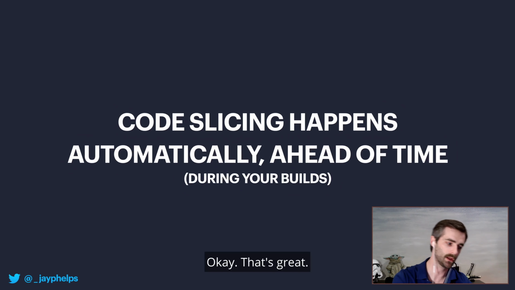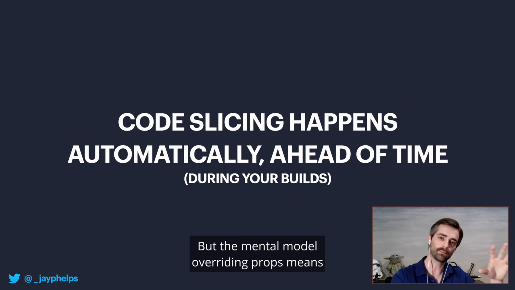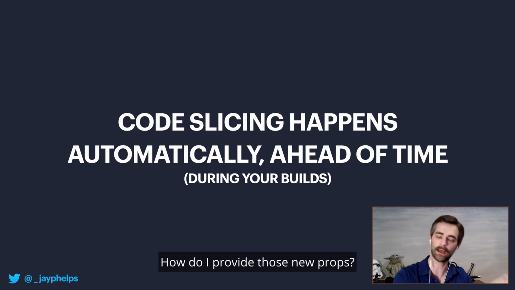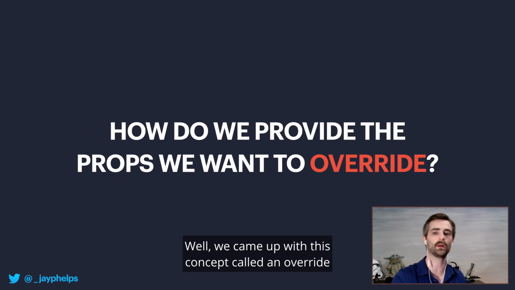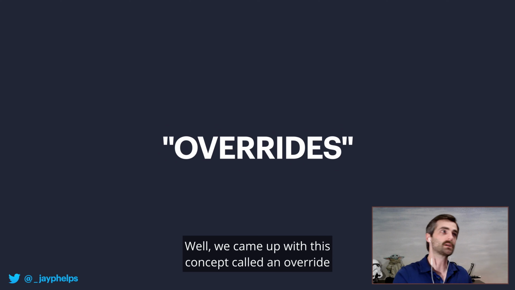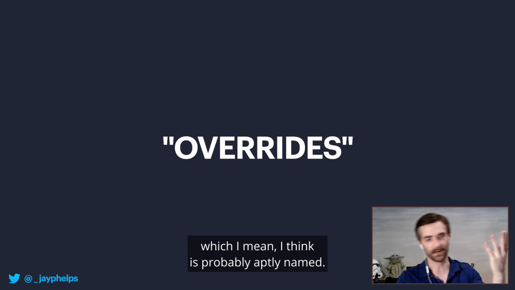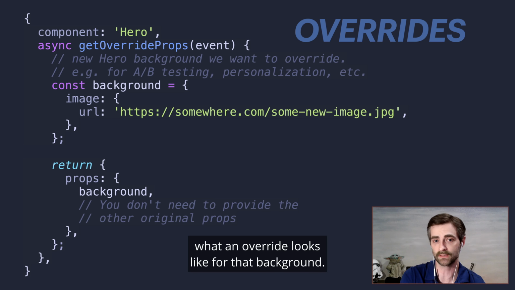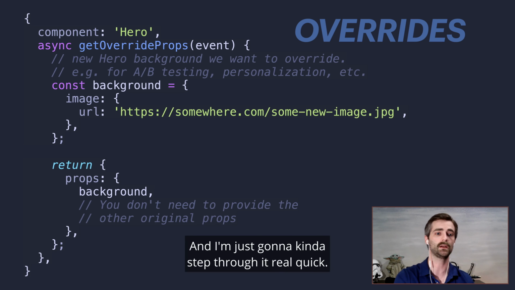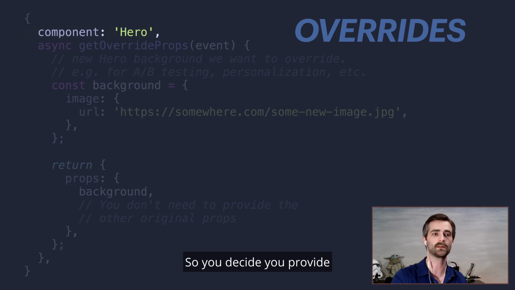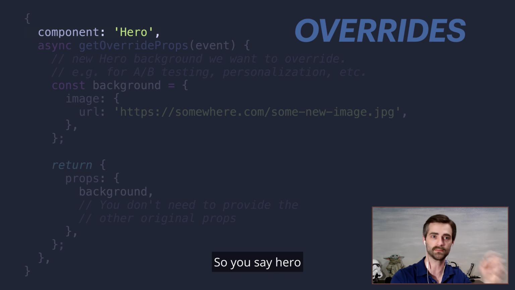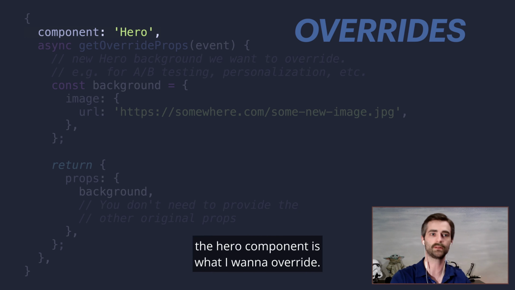Okay, that's great. But the mental model of overriding props means that I need some new props to override, right? How do I provide those new props? Well, we came up with this concept called an override, which I think is probably aptly named. And this is what an override looks like for that background. I'm just going to step through it real quick. You provide what component you want to override. So in this case, it's by name. So you say hero, the hero component is what I want to override.